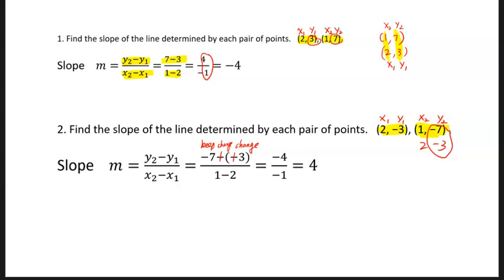The bottom is the same thing. We're going to subtract x1 from x2, so 1 minus 2 gives us -1. Now when we divide two negative numbers, that gives us a +4. So these two examples have one negative and the other positive. Again, negative means the line goes down, going down the hill, and positive means we're going up the hill. So that's how we apply the slope formula to solve for the slopes.